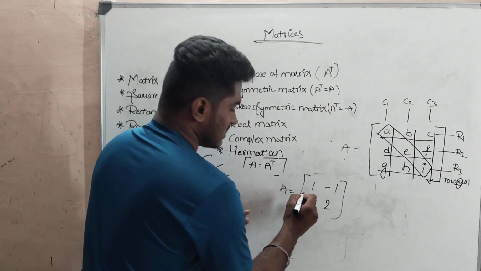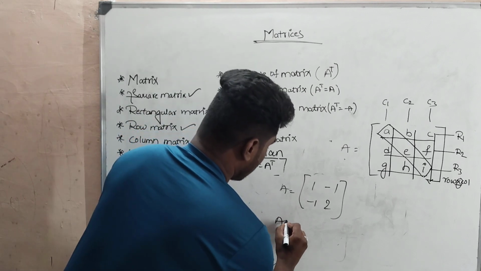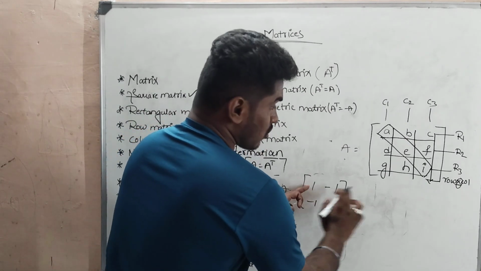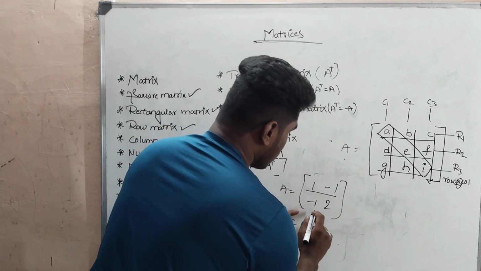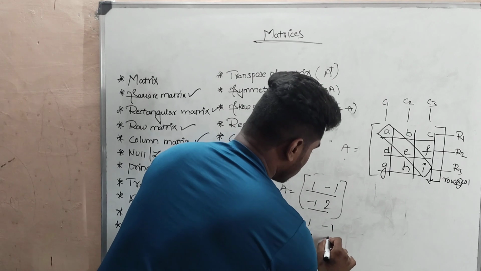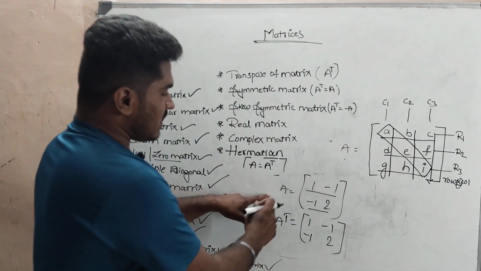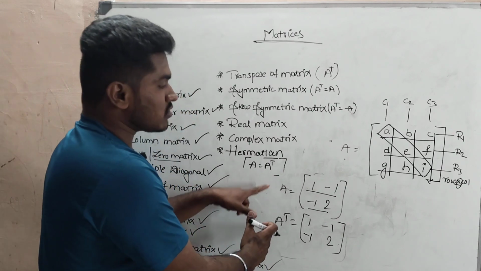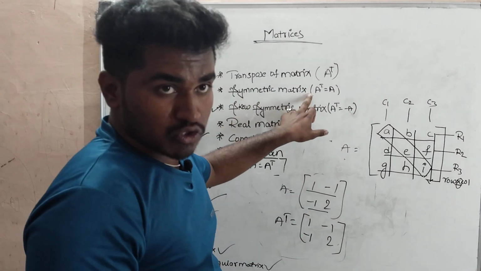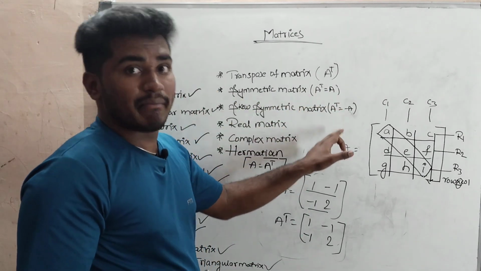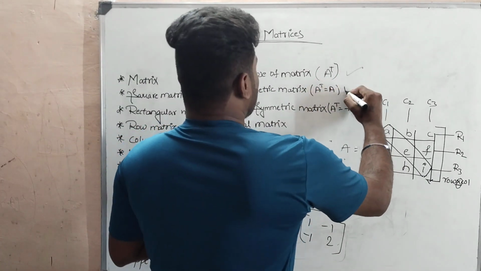So assume that this is A. When we transpose this matrix, A transpose, rows become columns, columns become rows, right? So 1, -1, next -1, 2, likewise. So what you observed: A equals A transpose. So this is what symmetric matrices are. Whenever we transpose the matrix and that results in the same matrix, in that case that matrix is said to be a symmetric matrix.